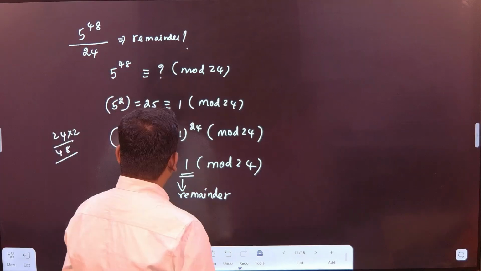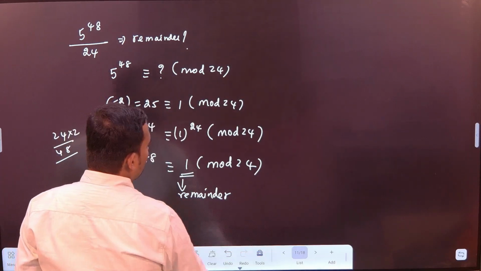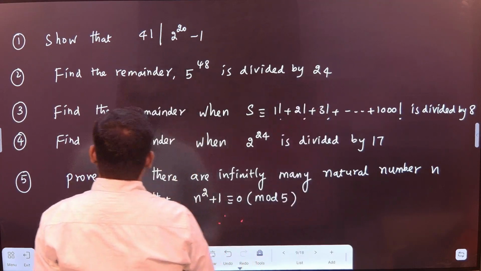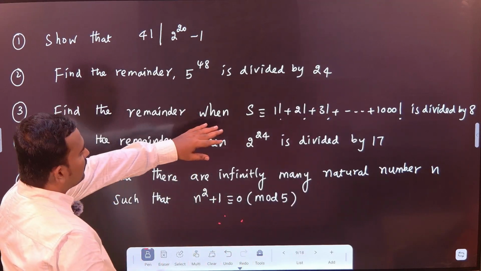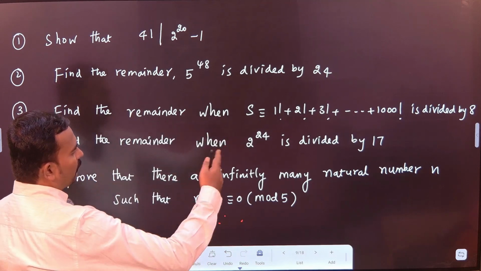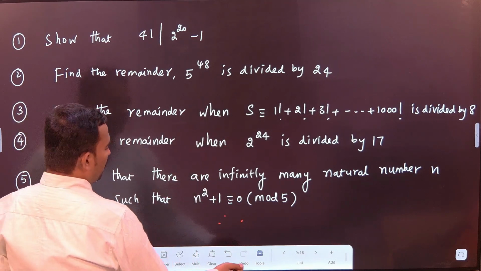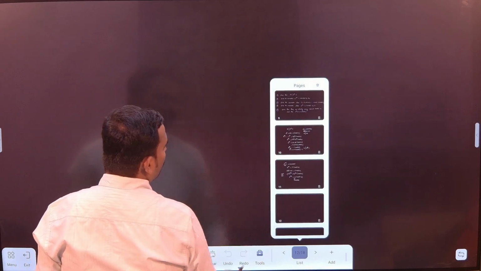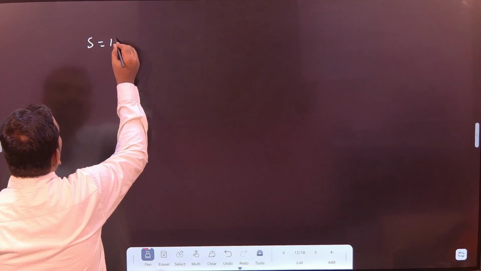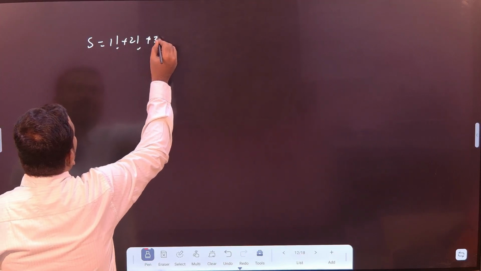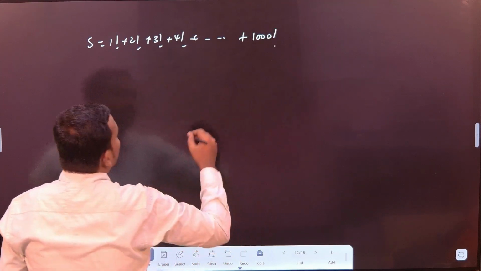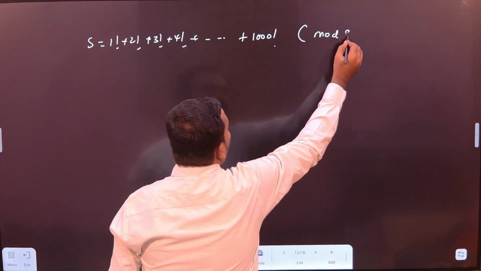Okay, next question you can see. Find the remainder when S is equal to 1 factorial plus 2 factorial plus 3 factorial up to 1000 factorial is divided by 8. So S is 1 factorial plus 2 factorial plus 3 factorial plus 4 factorial, and so on up to 1000 factorial, right? When you divide by modulo 8, what is the remainder they're asking, right?